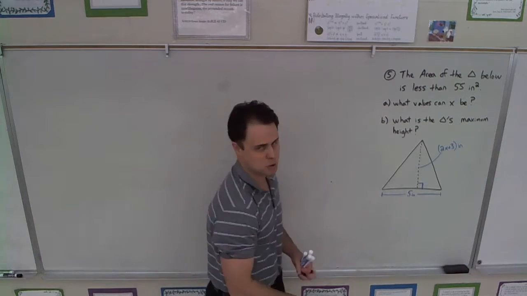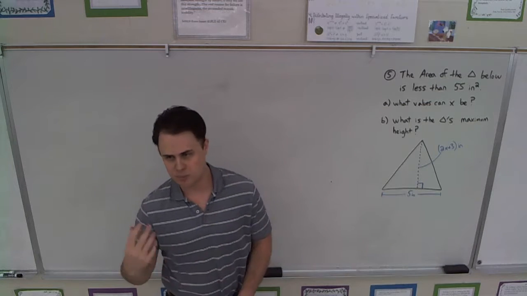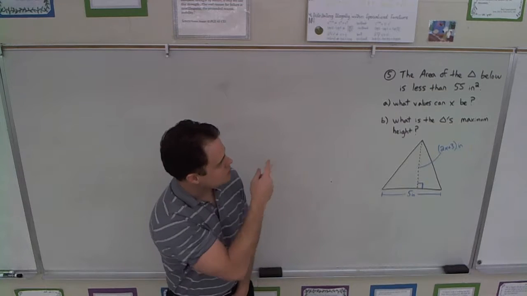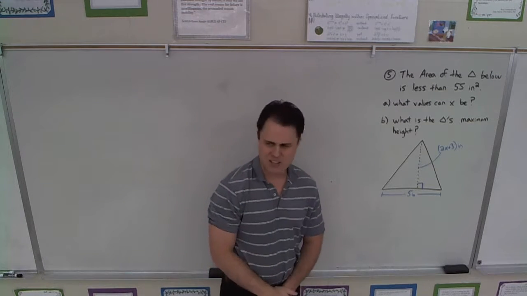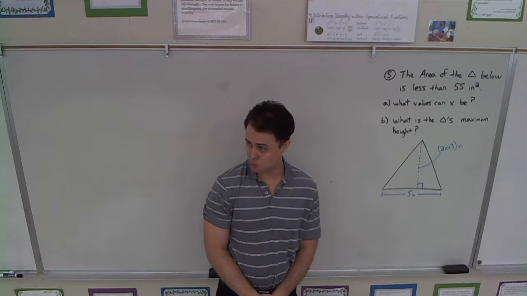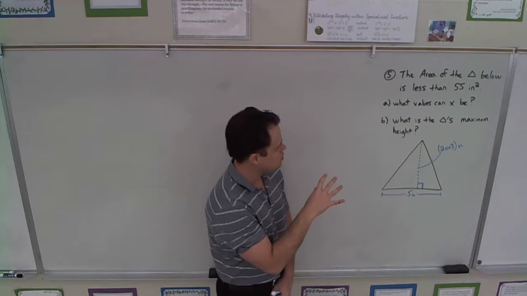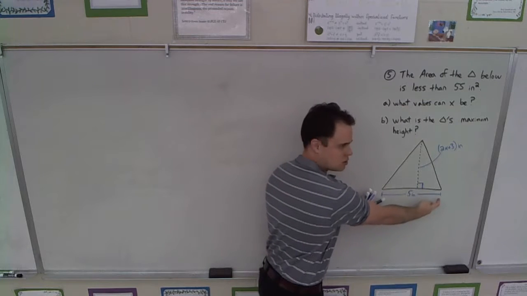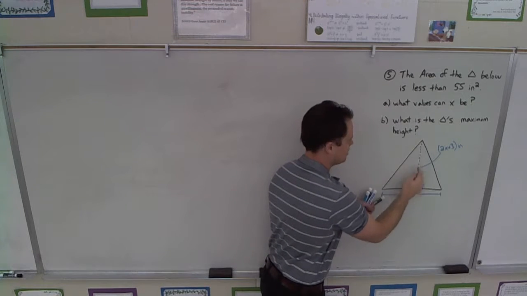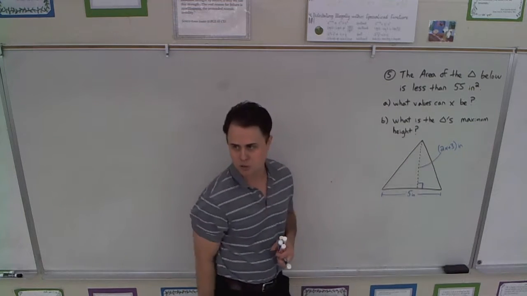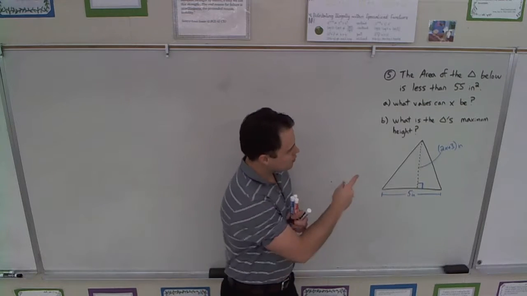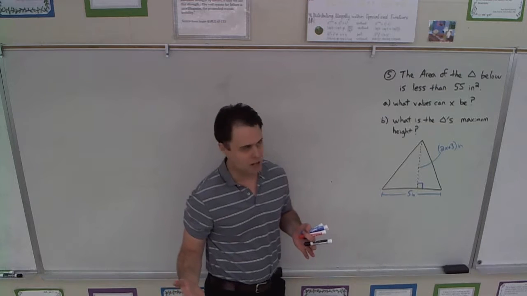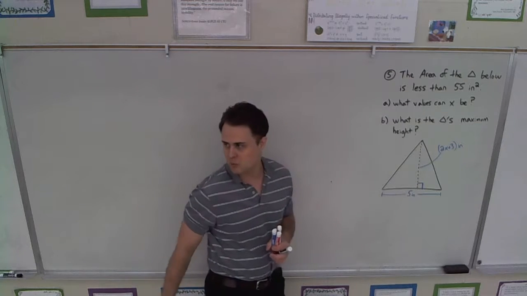Okay, so a bit of geometry, review from middle school, or perhaps you're learning it for the first time. So we've got a triangle here. It says on this one, the area of the triangle is less than 55 square inches. So that's what they're telling us. They want to know two things. Based on the dimensions they've given us, the base of this triangle looks like it's 5, and the height is unknown. It's this expression 2x plus 3. So they want to figure out what x could be if the area is supposed to be less than 55, and also what the maximum the height could be.